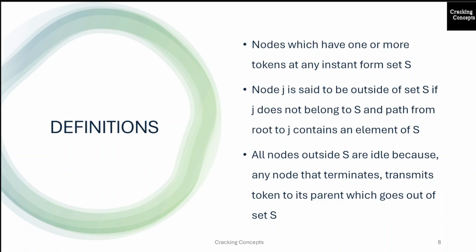The nodes which have one or more tokens at any instant will form a set S. A node J is said to be outside of set S if J does not belong to S and the path in the tree from the root to J contains an element of S. Every path from root to a leaf may not contain a node of S. Note that all nodes outside S are idle. This is because any node that terminates transmits a token to its parent. When a node transmits the token, it goes out of the set S.